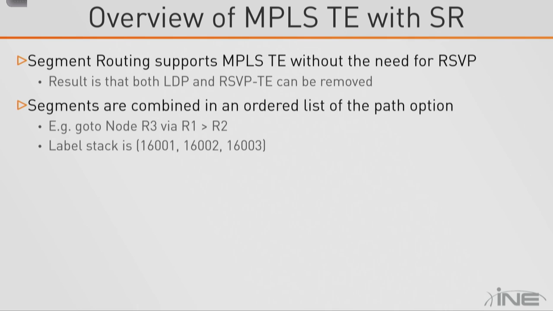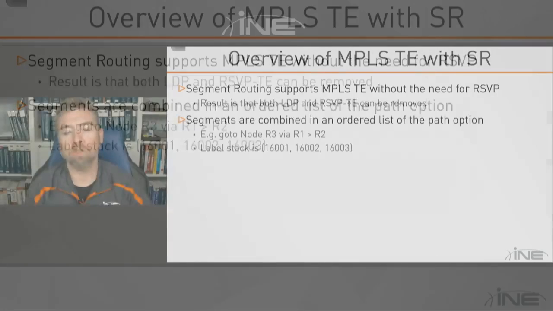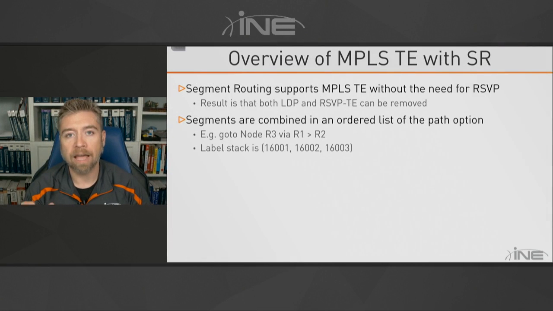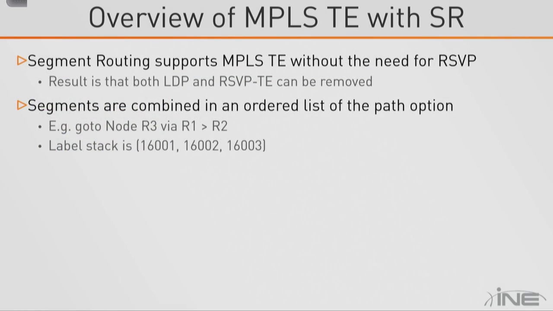The difference here is that the source routing is done by the PE that is ingressing the packet, doing the label imposition. So for example, if we're trying to go to node 3 via router 1 and router 2, the label stack would look like 16001, 16002, 16003, as opposed to pushing just one label on the stack and then having the midpoint do the swap operation as the tunnel comes in and as the tunnel goes out. So the idea is that we're using multiple labels in the stack to define from the source what the end path is going to be.